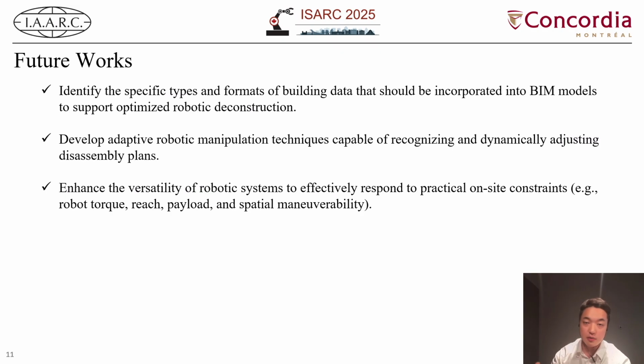However, there's still a lot of work ahead to deploy this method in real-world environments. First, we need to define what types and formats of construction information should be included in BIM models to optimize the robotic disassembly. Second, adaptive robotic manipulation techniques capable of recognizing and dynamically adjusting disassembly plans are needed. Lastly, the system needs to be more versatile so it can handle on-site constraints and variability.